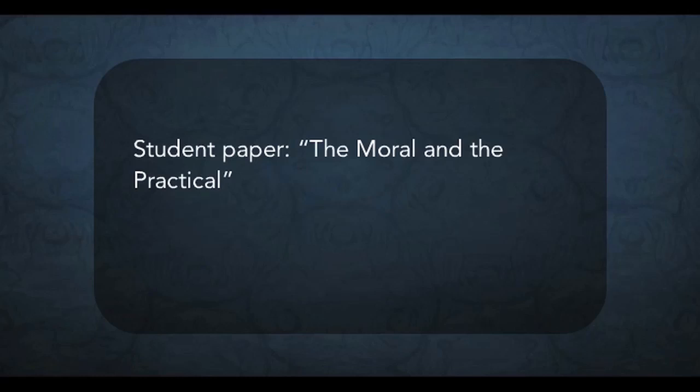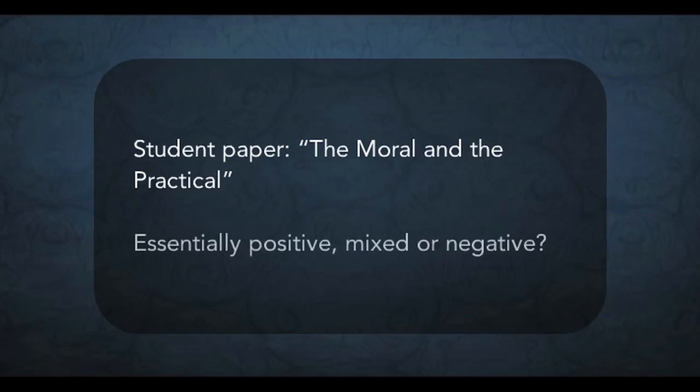Now, you've read this, and let's begin by asking you for a generalized assessment. Would you say this is essentially positive, mixed, or negative? This first paper, starting on page 14, the moral and the practical. I'll ask you by show of hands, how many would say that it is essentially positive? Quite a small sprinkling of hands. How many would say essentially mixed? Significantly larger. And how many would say essentially negative? That seems to me about a tie between mixed and negative, perhaps a little more on the side of mixed.